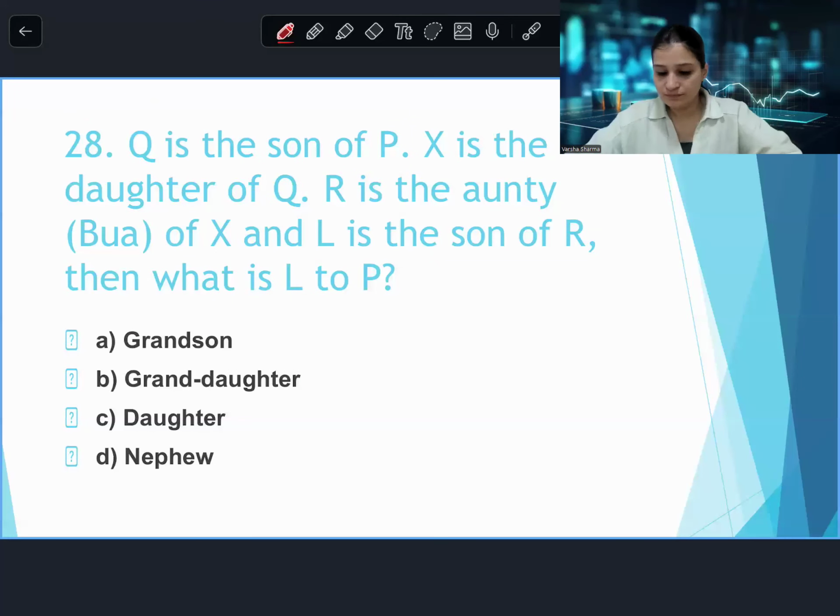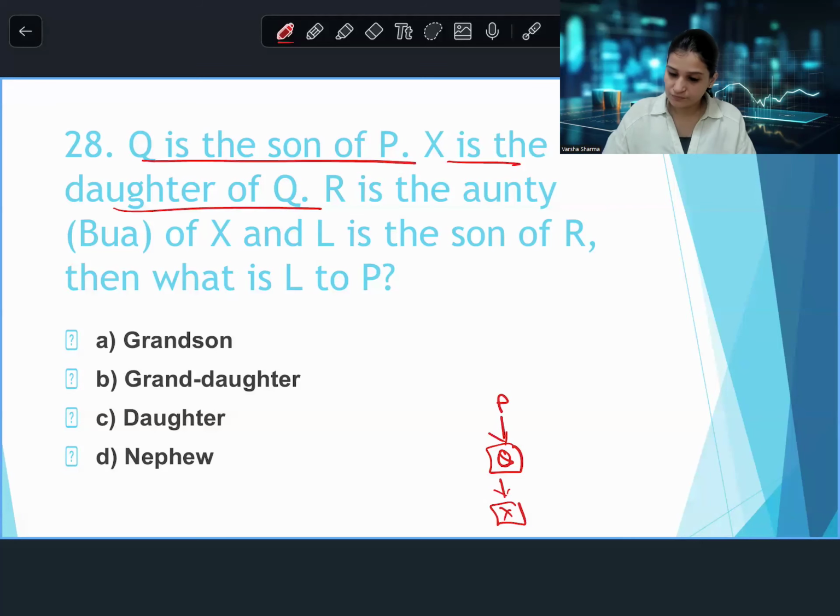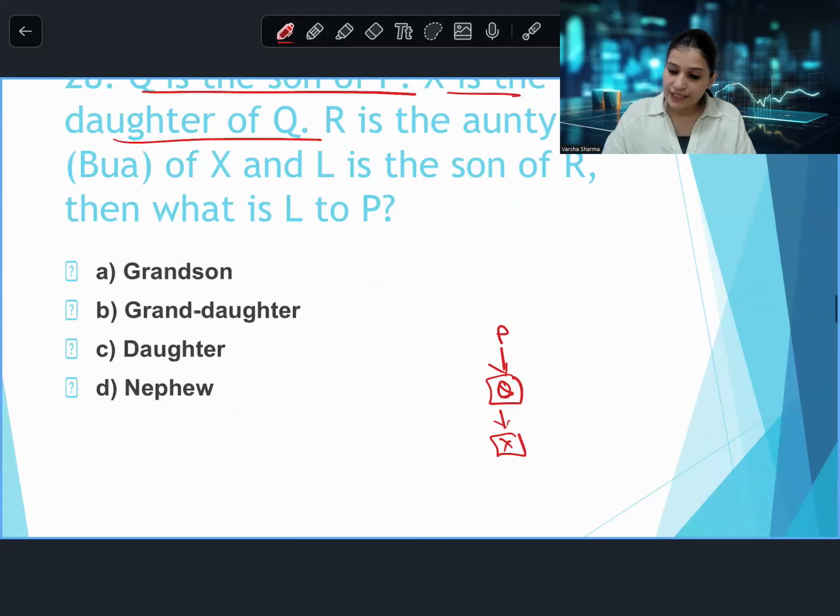28. Grandson. Q is the son of P. X is the daughter of Q. R is the auntie of X. R is the aunt, that means R is the sister of Q. Yes, ma'am.